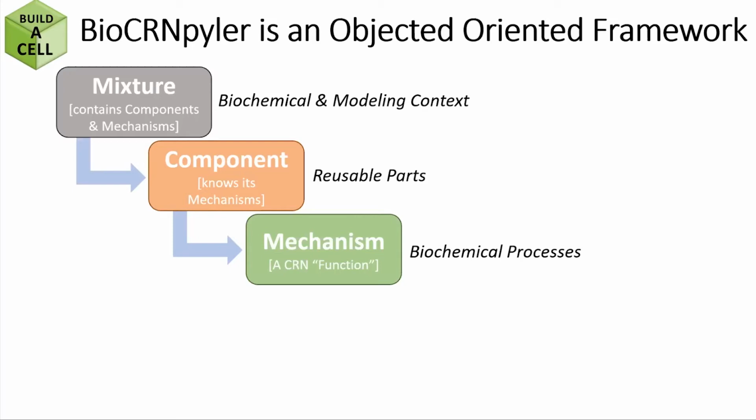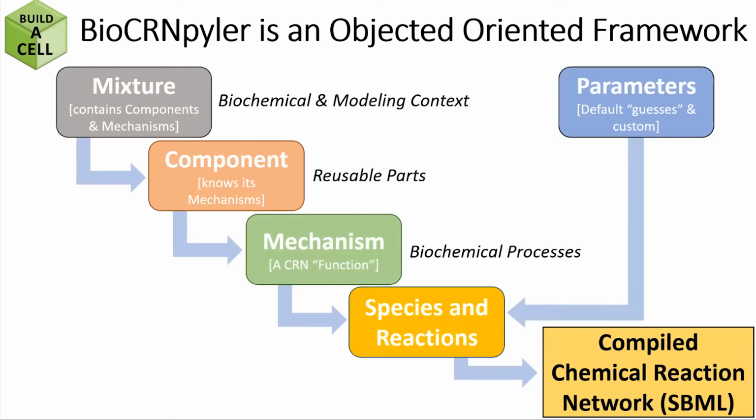Mixtures contain components. They know what's inside of them, and they also contain mechanisms. Components, in turn, know what mechanisms they need. A gene knows that it can be transcribed, and it can have either its own custom mechanism or use the mechanism that is the default in the mixture. And I'll talk about this more in the coding demo.